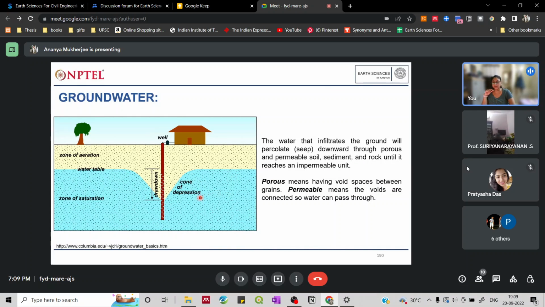And when we talk about those geological formations, we would be using two terms, that is porous and permeable. Porous means that there are spaces between the grains forming the rocks. Okay, and permeable means that these voids are connected to each other. So a material can be porous, but impermeable. Porous means that it has the spaces to hold the water, but the water cannot transmit from one area to the other. Then it would be called an impermeable rock or impermeable material.